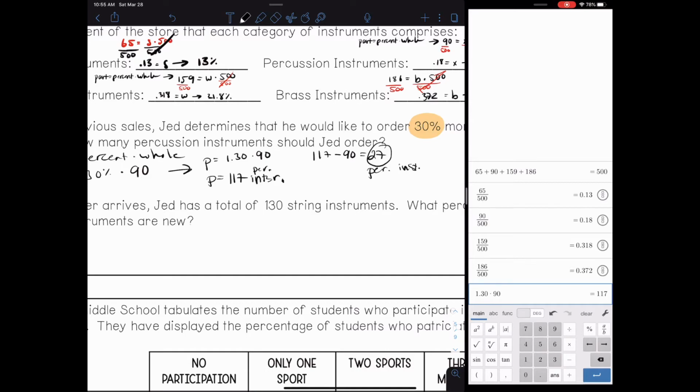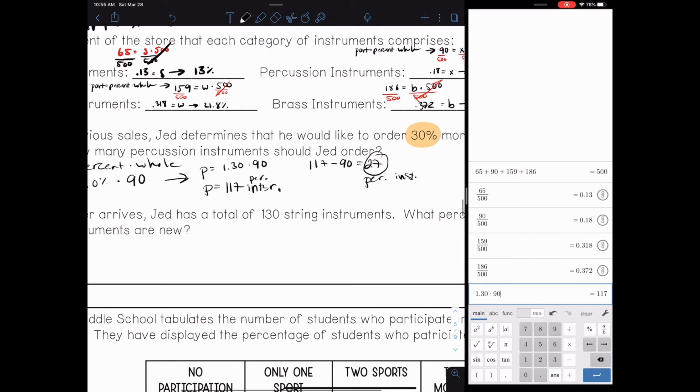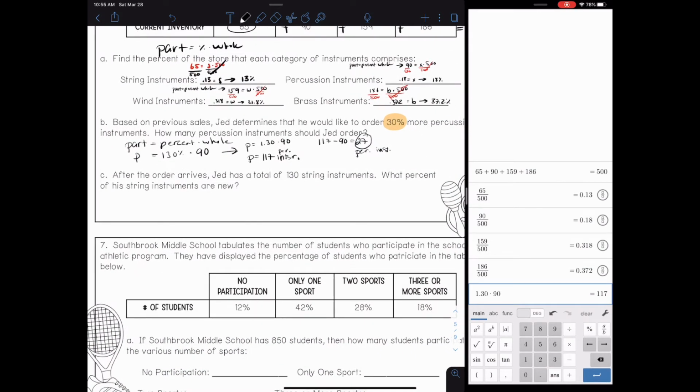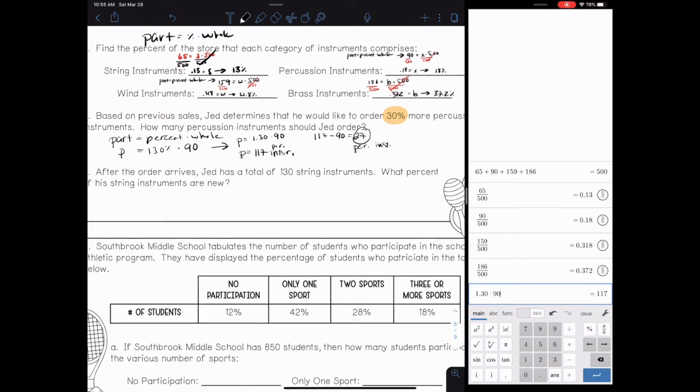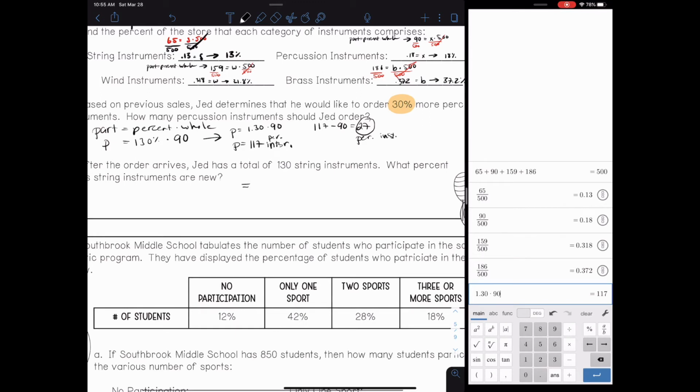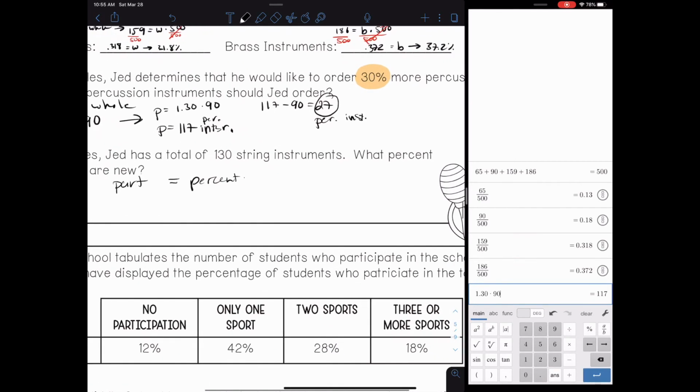Okay, so a little bit of outside the box kind of thinking right here. This is not the only way. There's plenty of other ways to do it. C, after the order arrives, Jed has a total of 130 string instruments. What percentage of his string instruments are new? So we have part equals percent times whole.